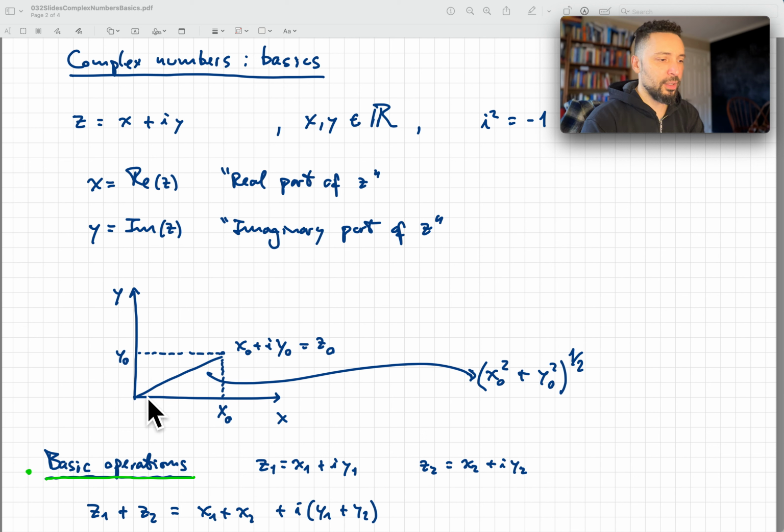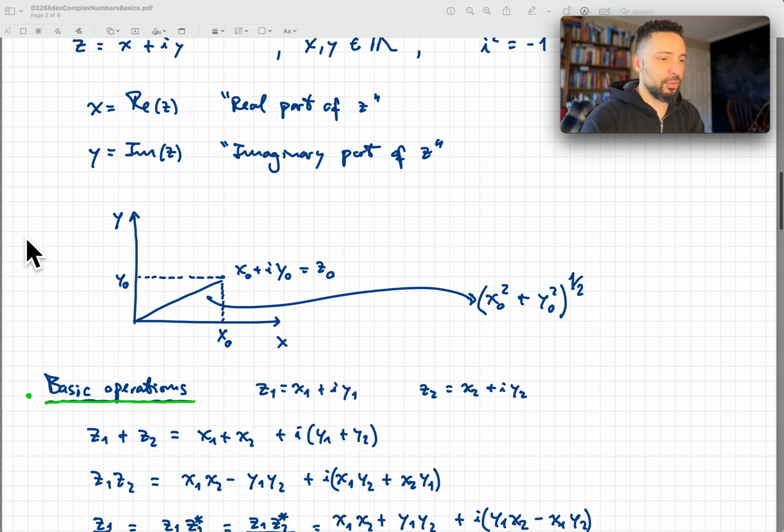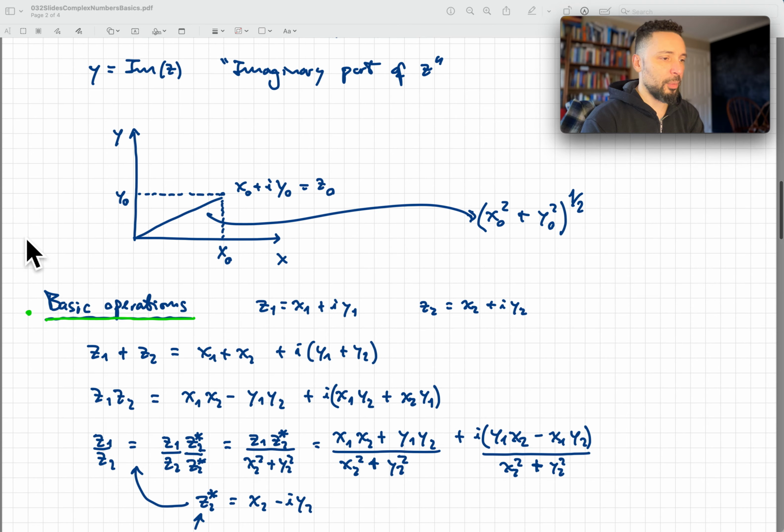And of course there will be this kind of hypotenuse here whose length would be the square root of x0 squared plus y0 squared, as you would expect. And of course there will be an angle and so on. We'll come back to that in just a bit when we talk about the polar representation.